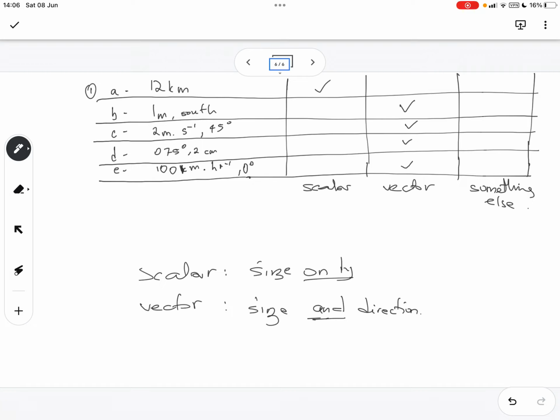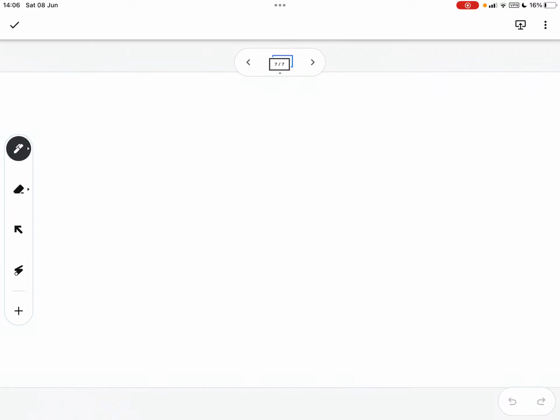Okay. Then the next one, 100 kilometers per hour at 0 degrees. It's a vector. Why? Because it has a size and a direction. It has size and direction, 100%. You can change to the next slide now.